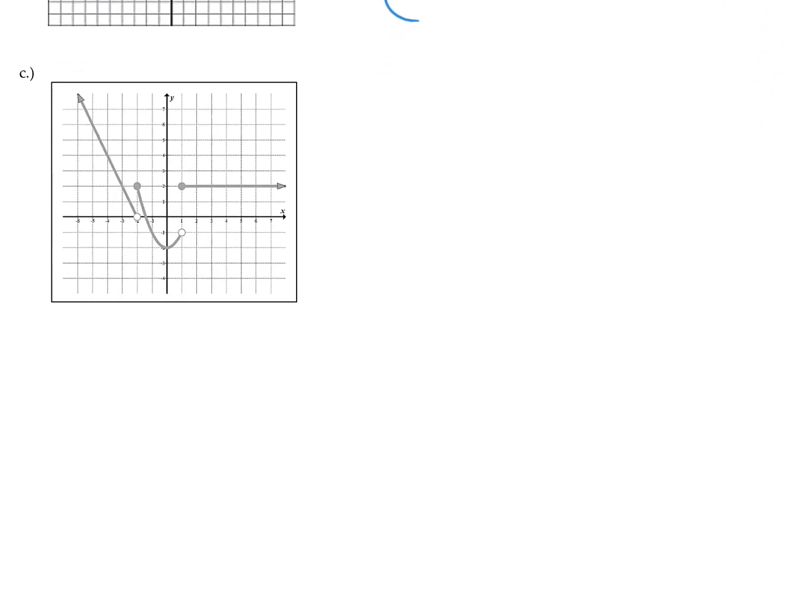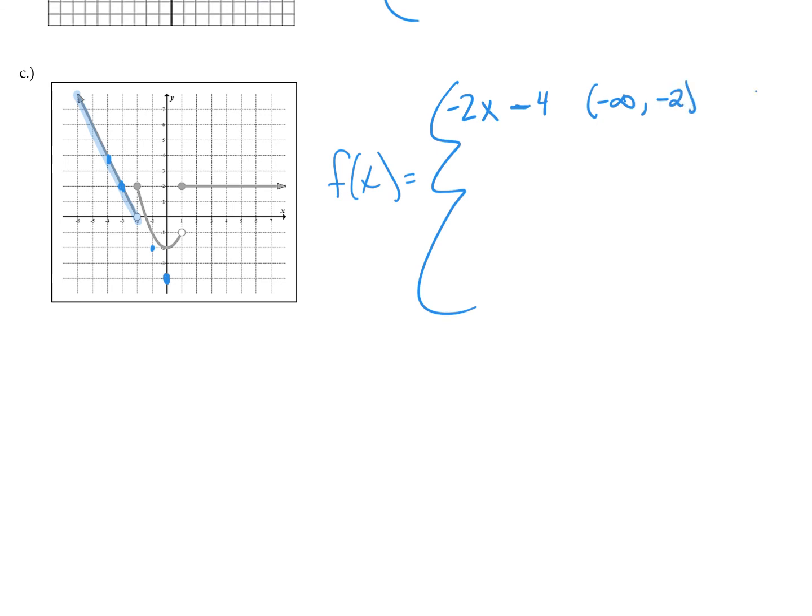All right, let's look at this last graph. All right, so if I look at this first piece, it looks like it's linear, so I'm going to trace that down. It looks like it has a slope of -2. So it starts at -4, has a slope of -2, and it's true from -infinity to -2, or if you're writing with inequalities, you would say it's less than or equal to -2.